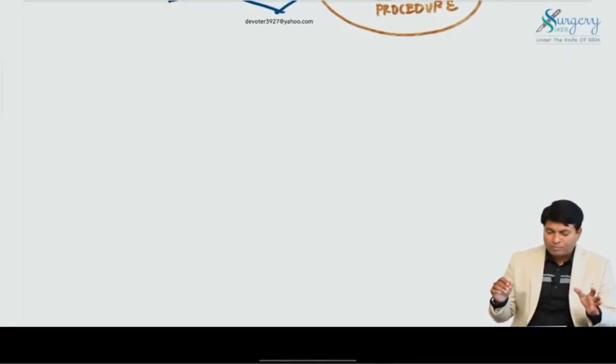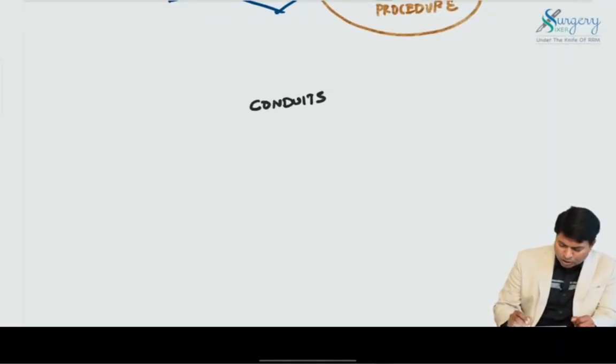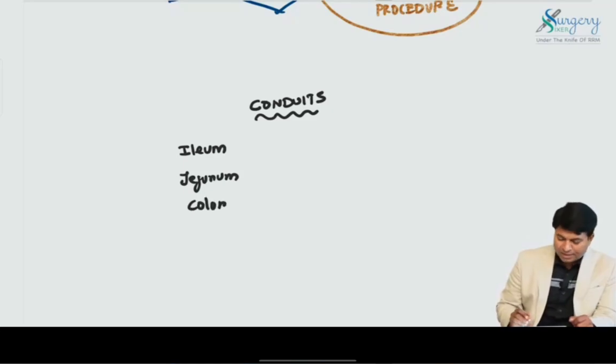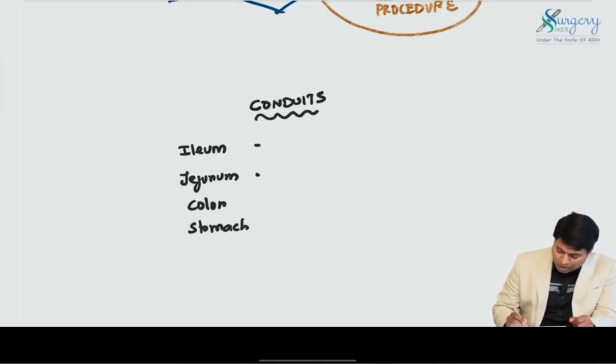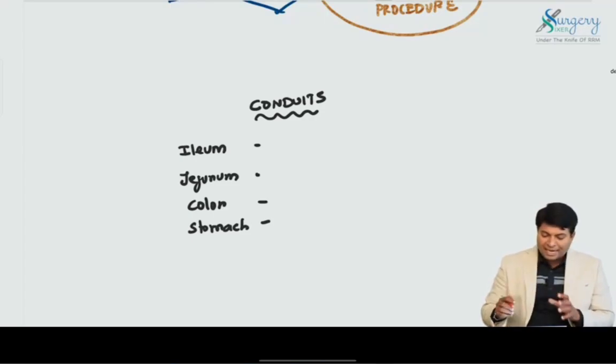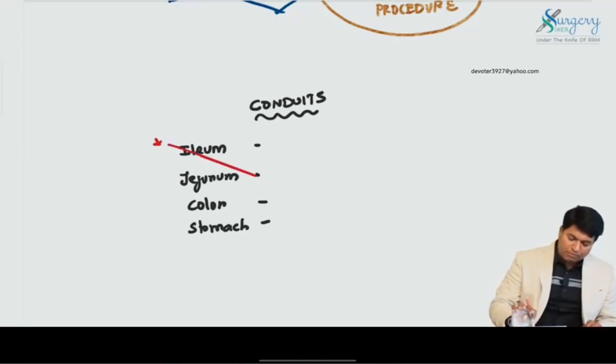So what is the major problem with these types of conduits? The conduits we use are ileum. We can use ileum. Other people also use jejunum. Some people use colon, as I told you. Some people also use stomach, very rarely. All these conduits have major electrolyte imbalance. I want you to remember this for ileum, because that is what we commonly do.